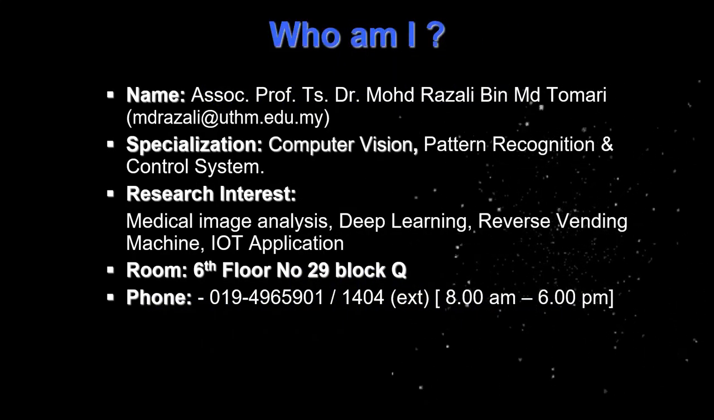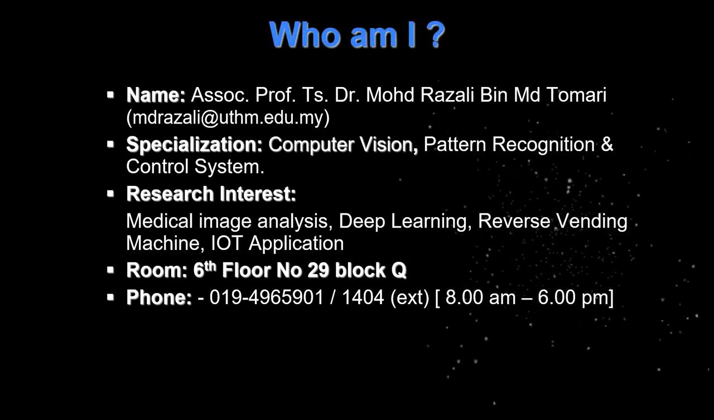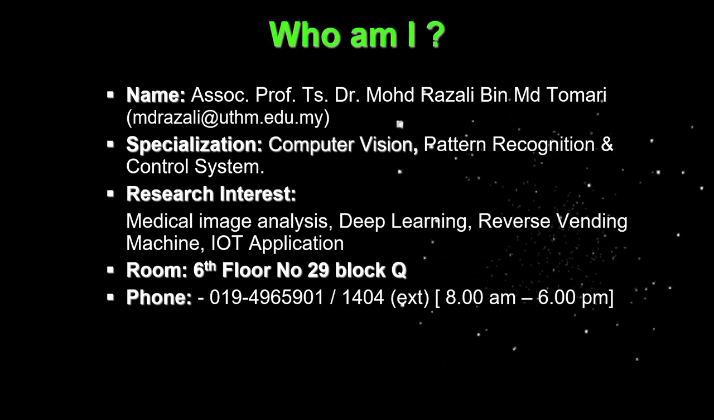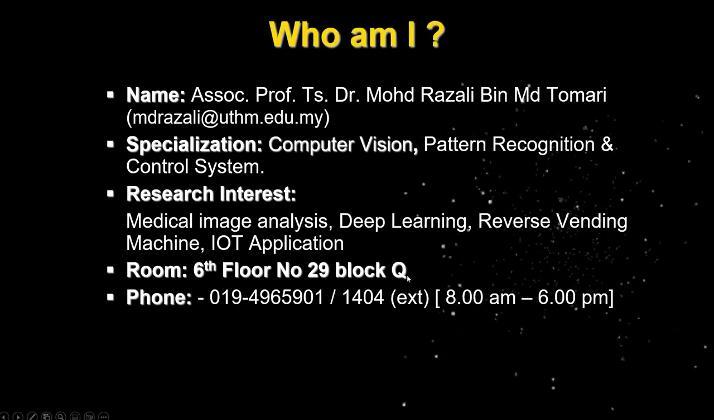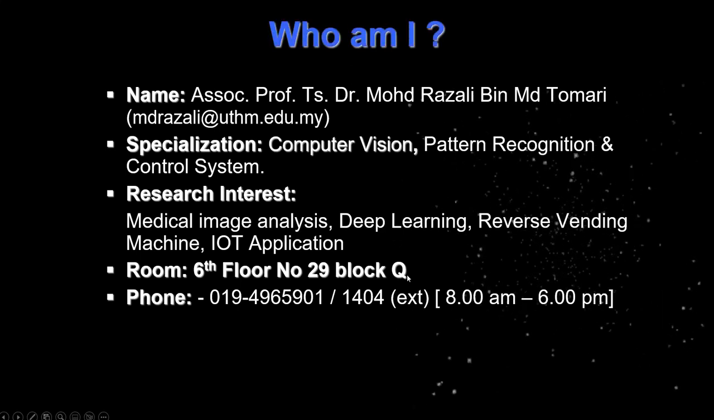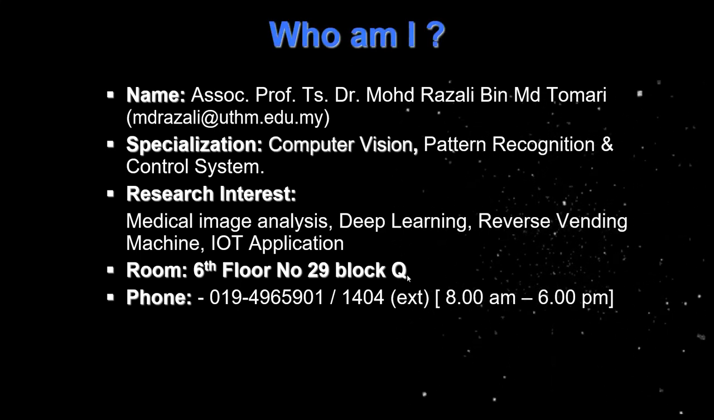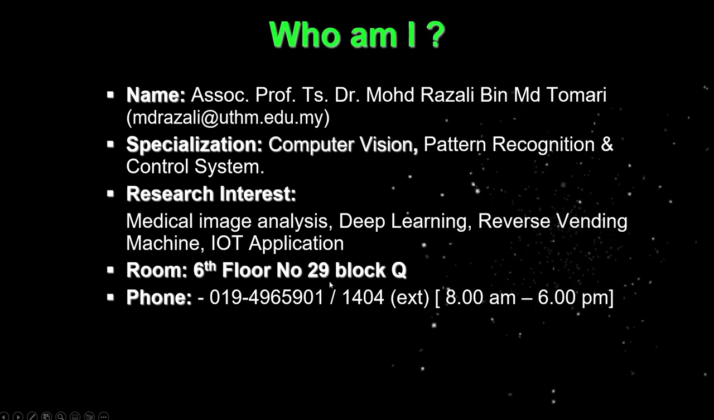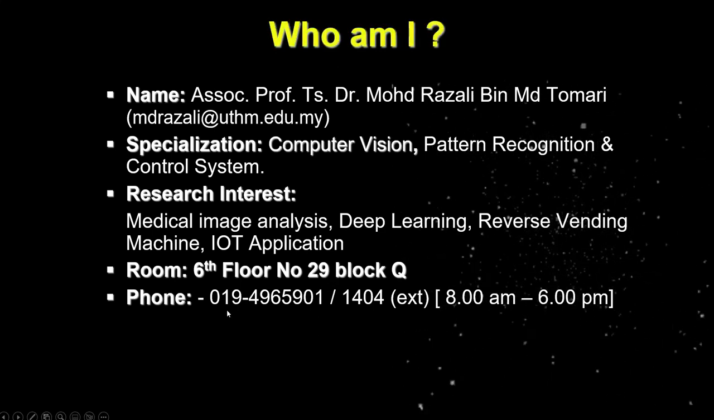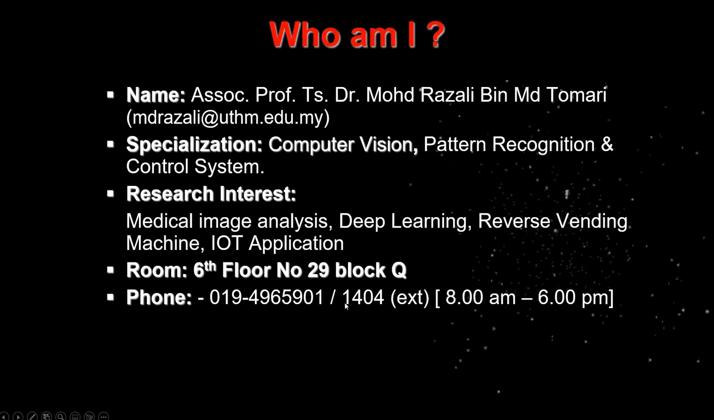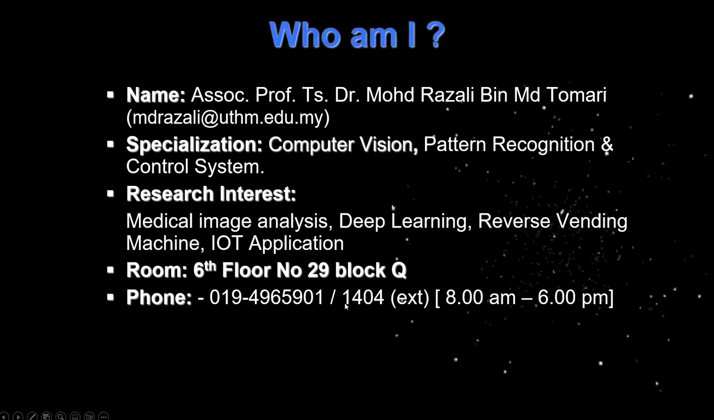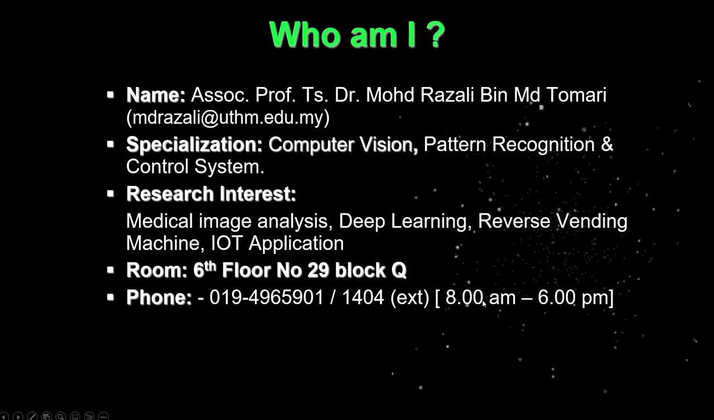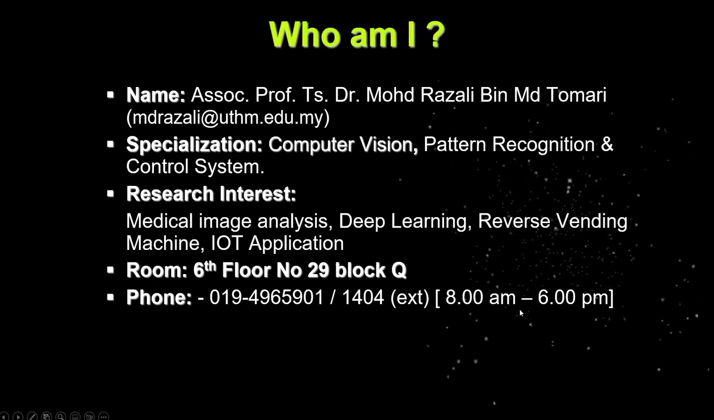So these are my particular details. My specialization is in computer vision, pattern recognition, and also control system. Basically, you can see me on the sixth floor of the Faculty of Electrical and Electronic Engineering building. My room number is number 29, and this is my contact number. If you wish to contact me, please make sure that you do it during the office hour from 8 a.m. to 6 p.m.